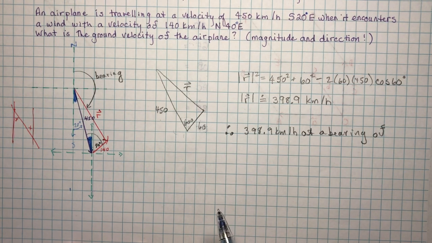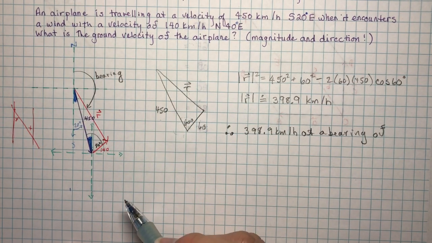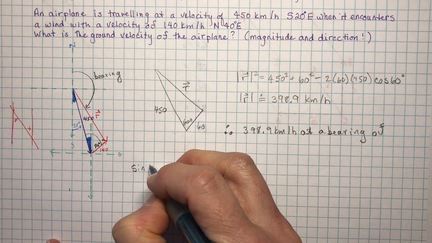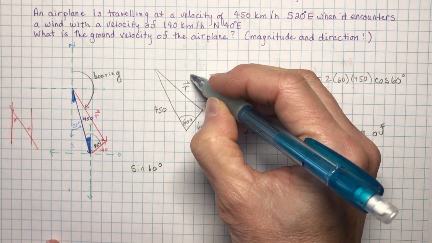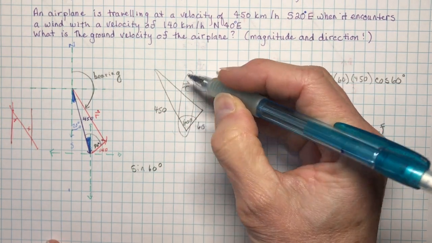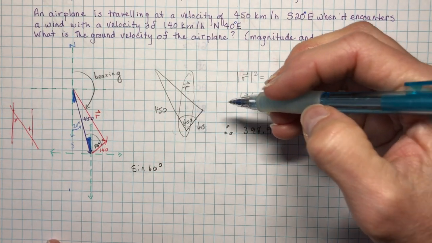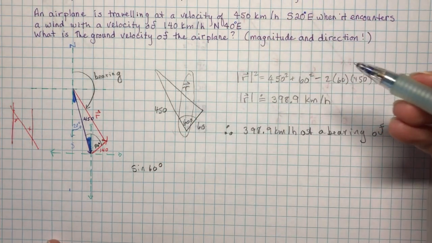Well, we have a problem because we didn't find this angle yet. And we did that in the other question by using the sine law. So we're going to use the sine law again. Okay, so the sine of 60 degrees over the resultant. Remember, the sine law you can use sort of like an X pattern.